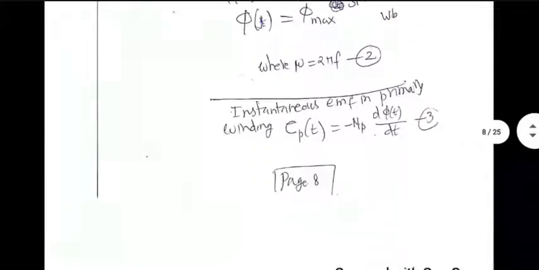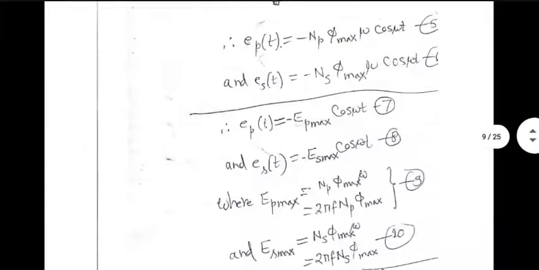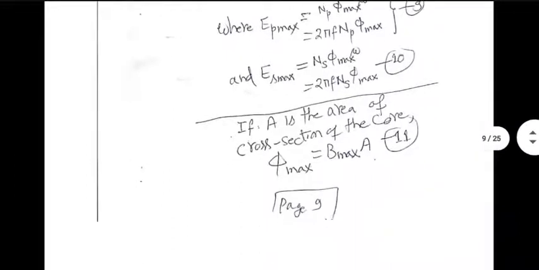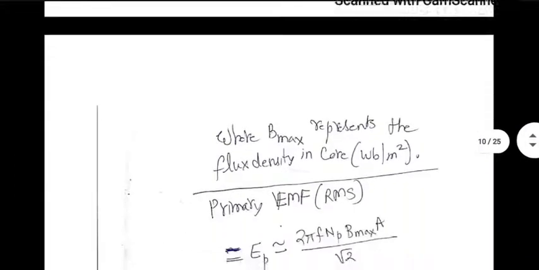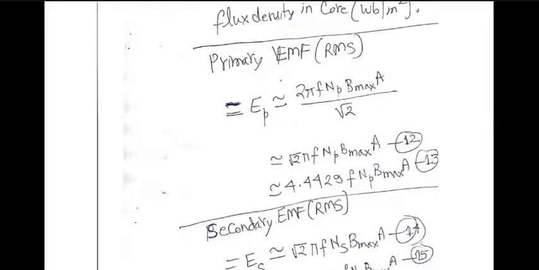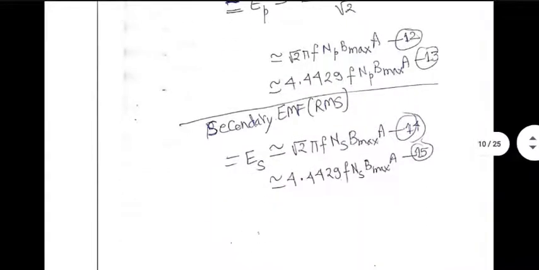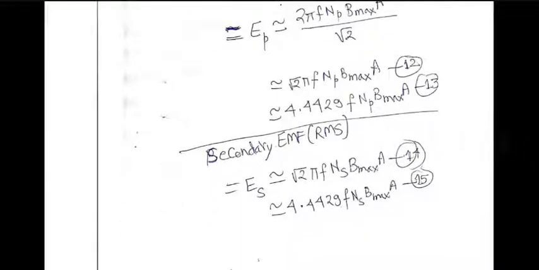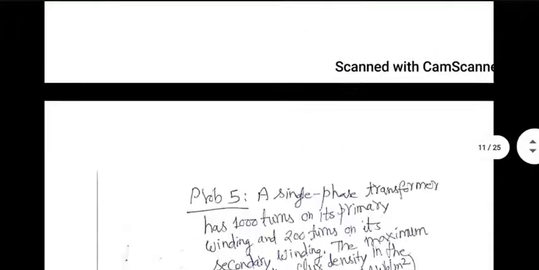EMF equations, we have already gone through this section, so I'm not going to waste your time. The important thing is to try to memorize these formulas: ES equal to 4.4429, or if you want square root of 2 into pi into F into NS into Bmax into A, and EP similarly is given by this equation, square root of 2 pi F NP Bmax A. We have done all this, okay? So nothing new here.